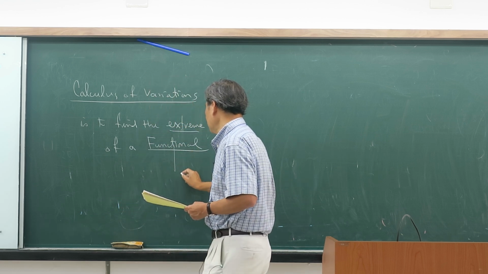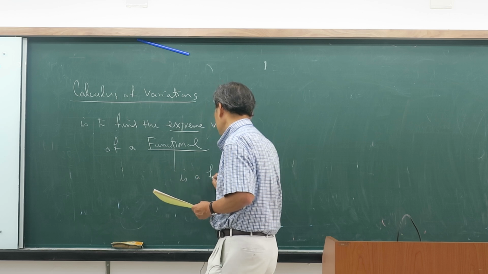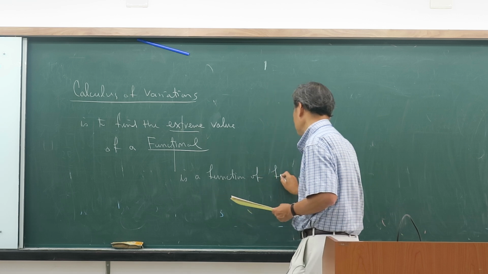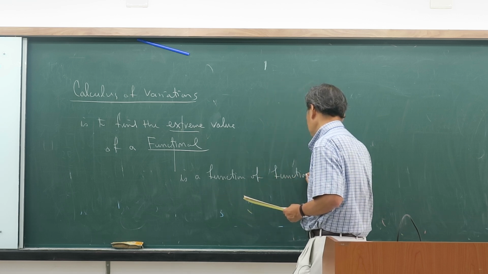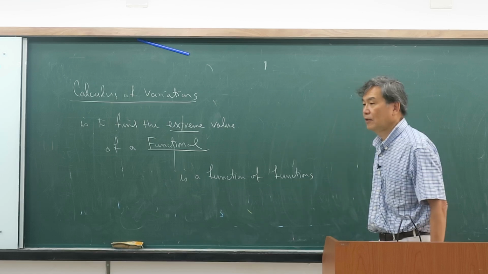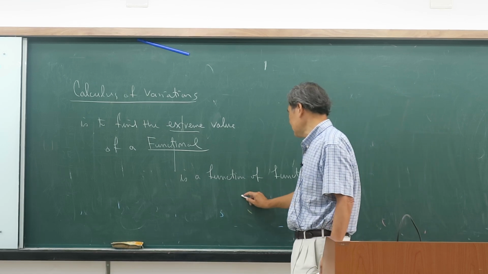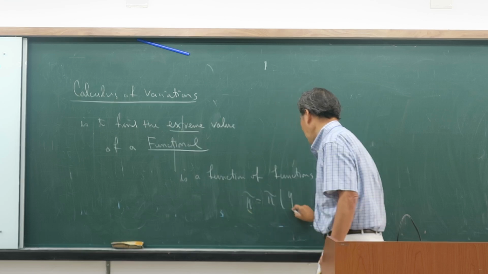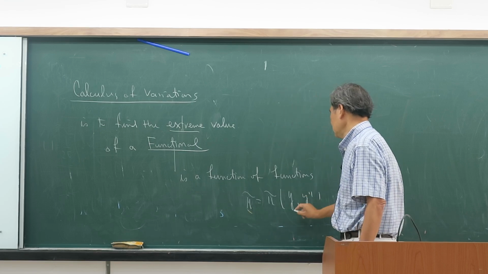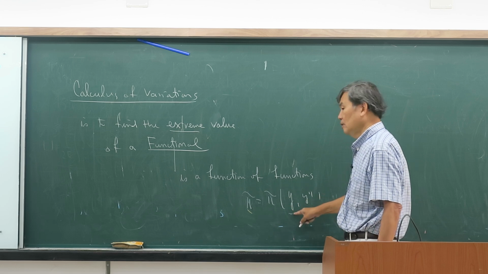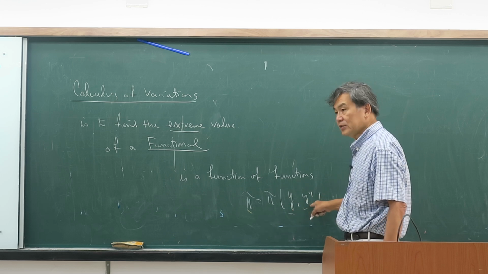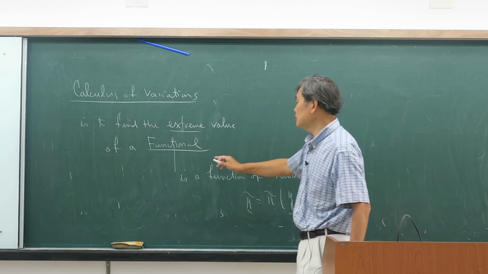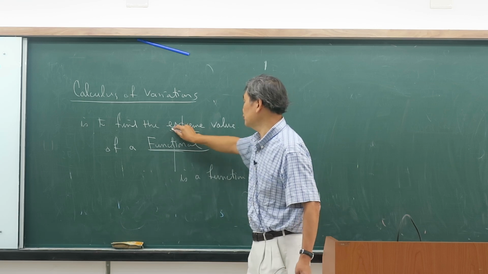Simply say, a functional is a function of functions. For example, pi is a function of y and y double prime. So we say this is a functional. You can choose y, and y double prime is another function. These functions cause this functional to reach an extreme.